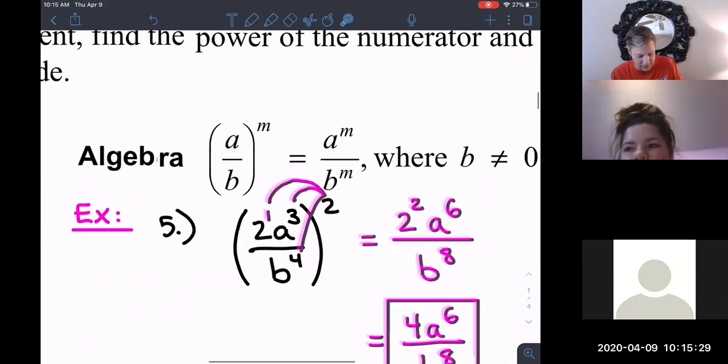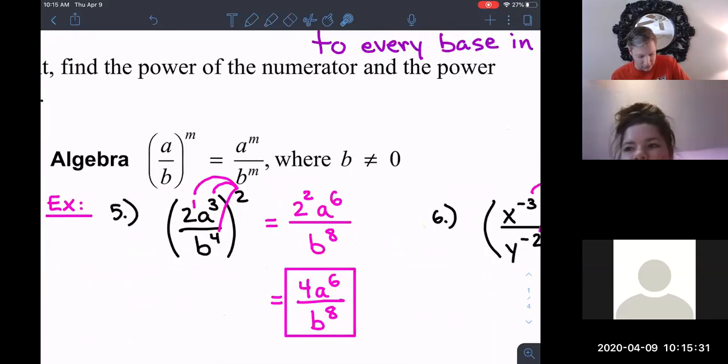So in this example, you can see I did 2 to the 2. I put that 1 in there because any base that doesn't have an exponent has an exponent of positive 1. So this is 2 to the 1st, a to the 3rd, b to the 4th. All we do is multiply every single one of those exponents by 2, and then we get our answer here. So 2 to the 1 times 2, a to the 3 times 2, and b to the 4 times 2.